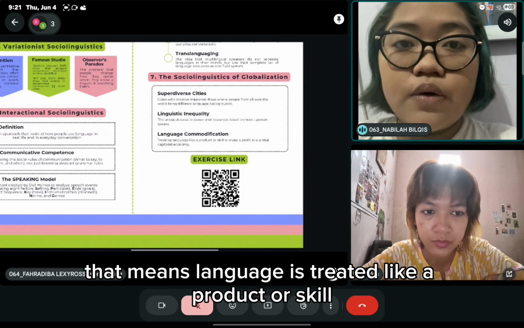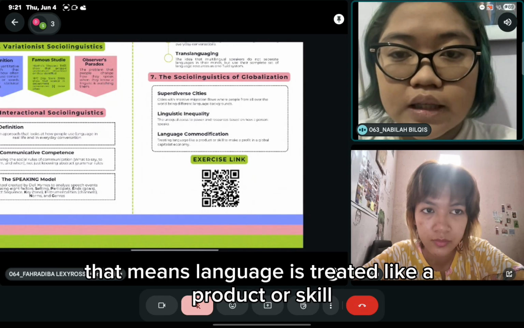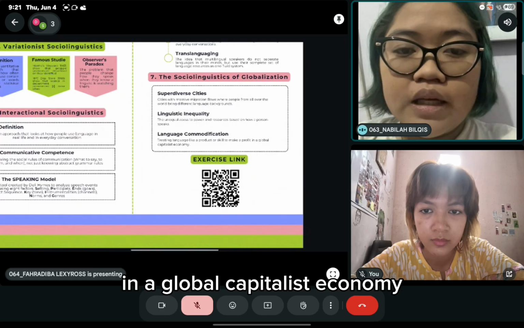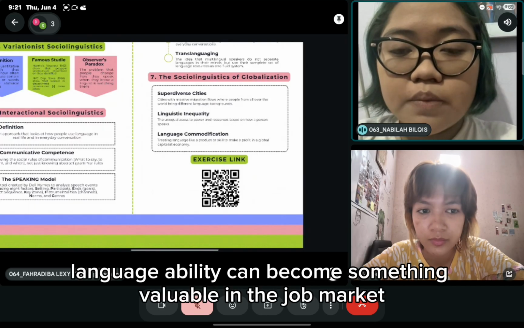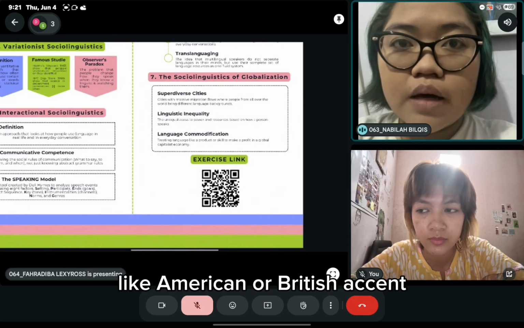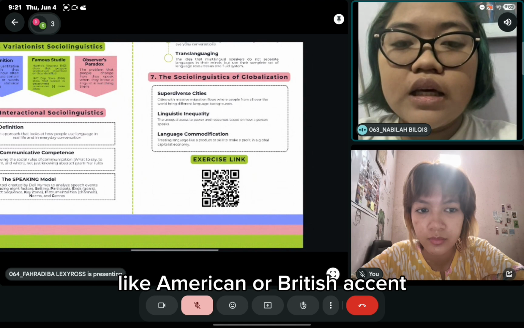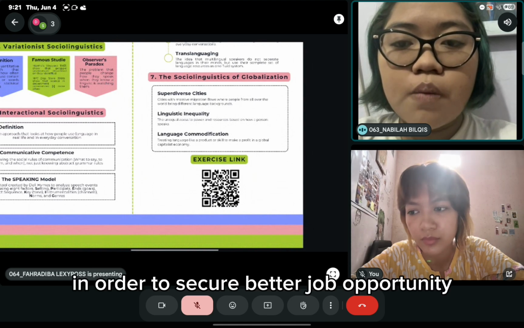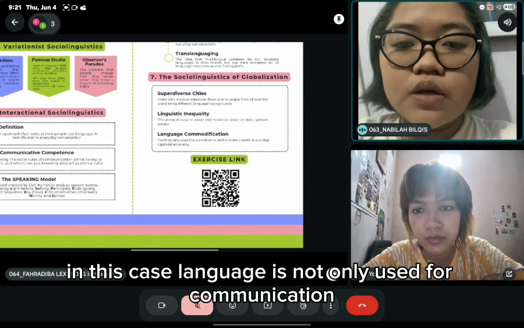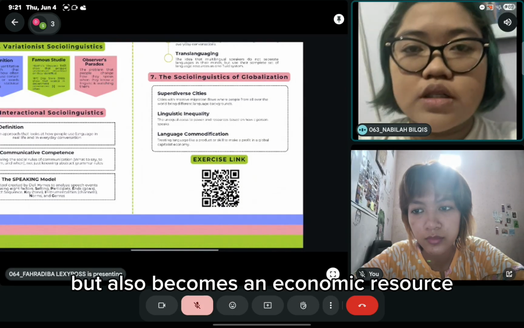That means language is treated like a product or skill that can create economic profit in a global capitalist economy. In globalization, language ability can become something valuable in the job market. For example, call center workers in Pakistan may learn a native-like American or British accent in order to secure better job opportunities and maintain their job stability. In this case, language is not only used for communication but also becomes an economic resource.